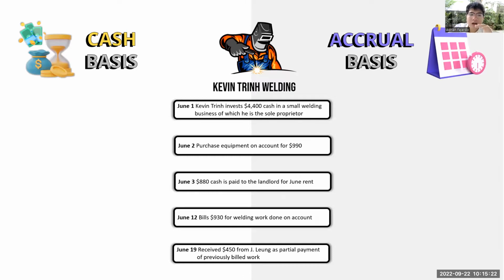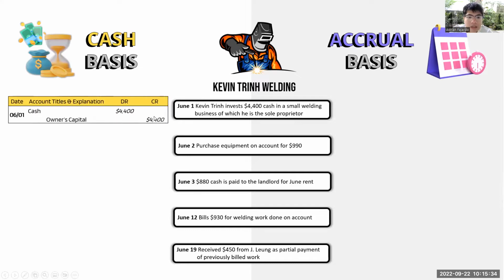So basically, what it's saying is that nag-increase yung cash niya because he invested money, meaning na tumaas si owner's capital, right? So in terms of our journal entry for this under cash basis, we'll have debit cash of 4,400 and then credit owner's capital 4,400. So that happened in June 1.